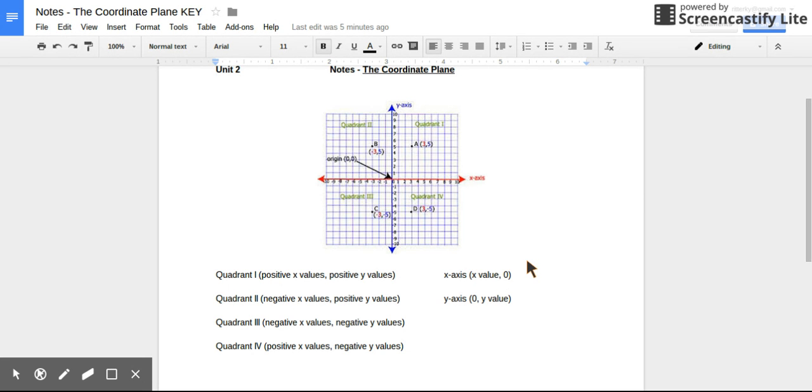And that's pretty much it. So good luck plotting points or stating coordinates of points.